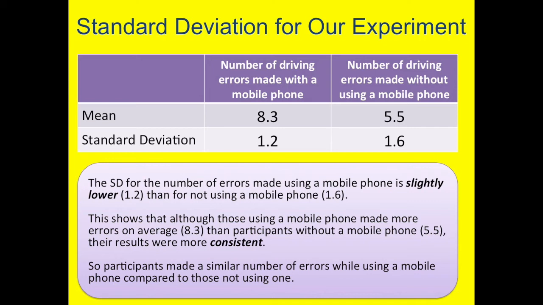So it shows that although those using a mobile phone made more errors on average, 8.3, than participants without a mobile phone, 5.5, their results were more consistent. So participants made a similar number of errors while using a mobile phone compared to those not using one.